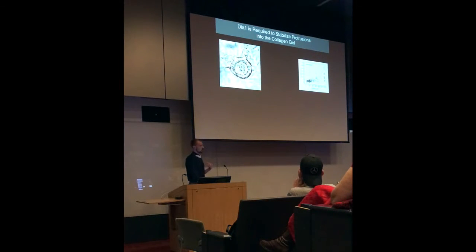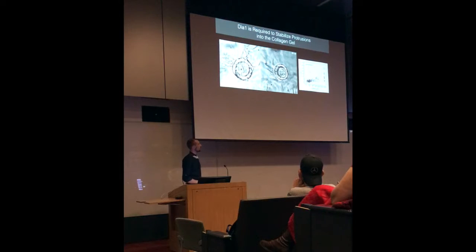And so to get a more quantitative grasp on this, I calculated the lifetime of each protrusion, how long it stayed there, and then I plotted that against its length. And when I compared this to the shDia1, the cells that were knocked down for dia1, you can tell by eye that there are still protrusions, but none of them seem to stabilize. And that was actually quantifiable.